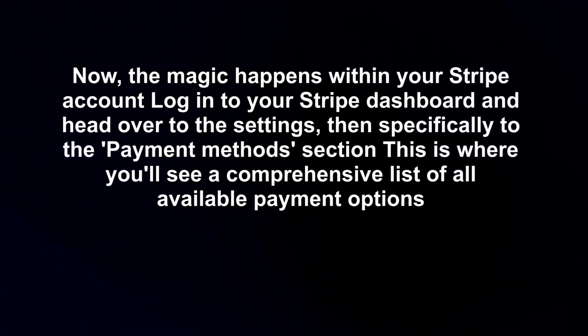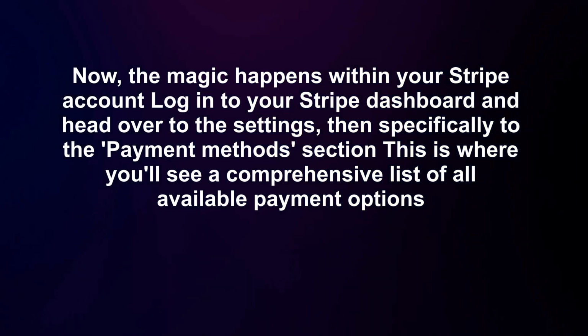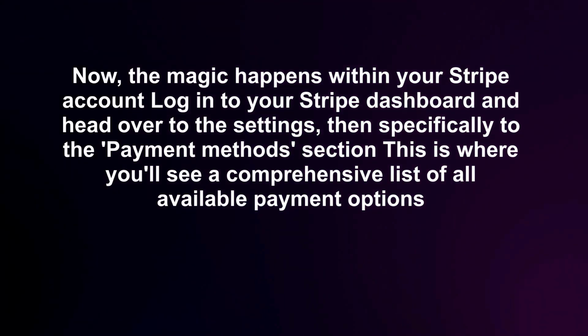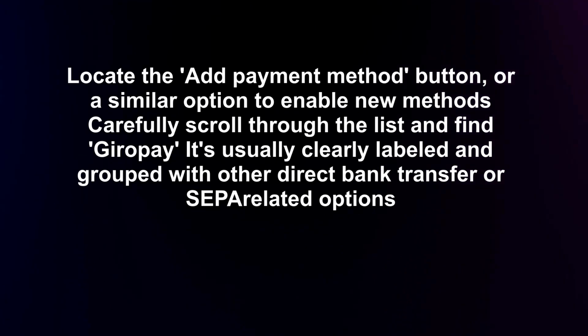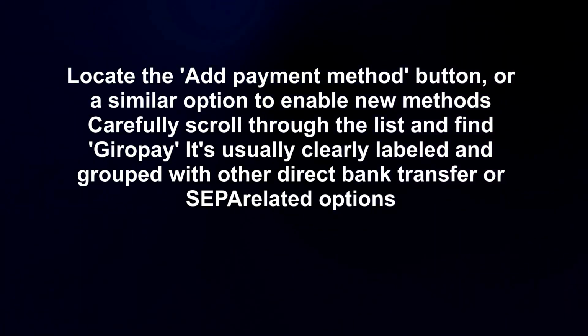Log into your Stripe dashboard and head over to the settings, then specifically to the payment methods section. This is where you'll see a comprehensive list of all available payment options. Locate the Add Payment Method button, or a similar option to enable new methods. Carefully scroll through the list and find Giropay.